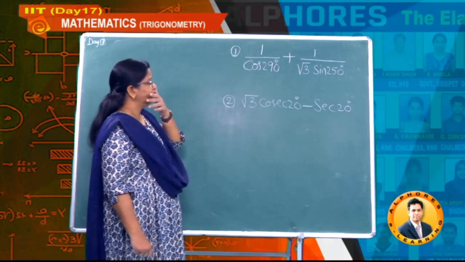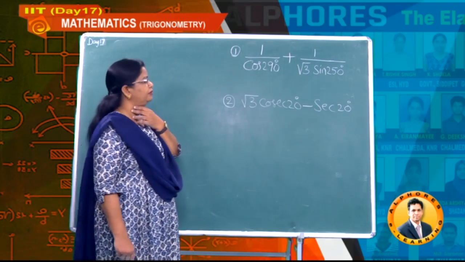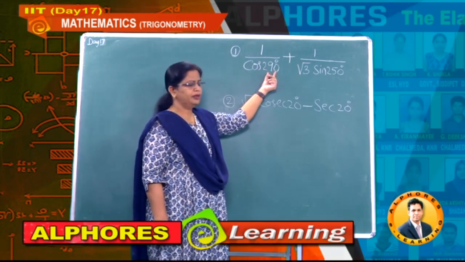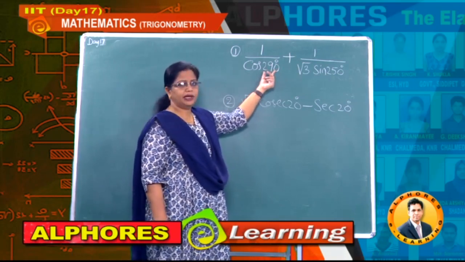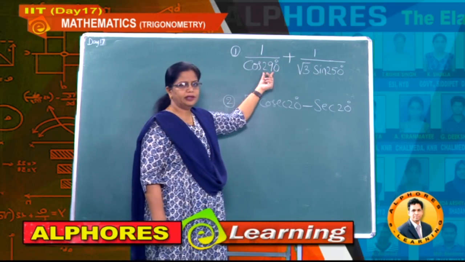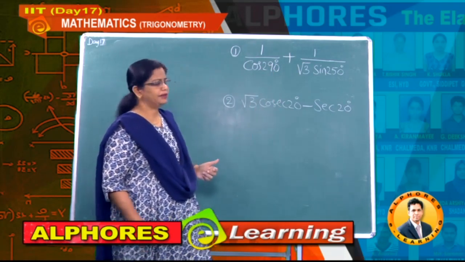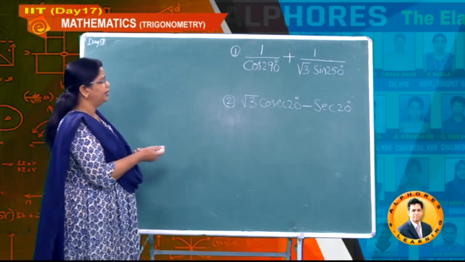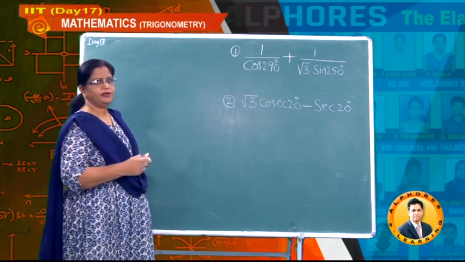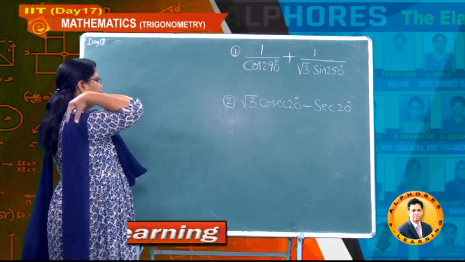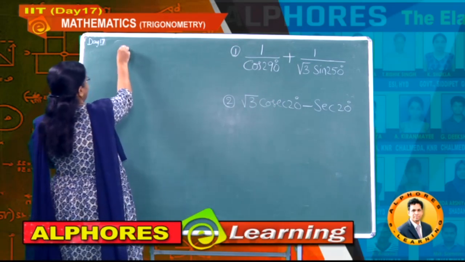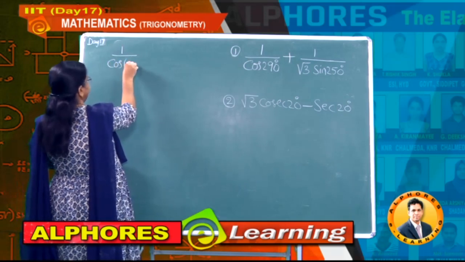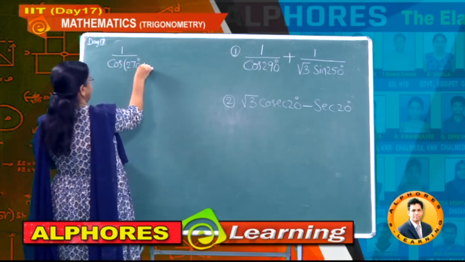Now, students, whenever you observe these types of problems having large angles other than acute, the first step is better done by converting these angles into acute angles. Okay. So, now here 290 degrees is there, you can use 360 minus, or you can use 270 plus. So, I am taking the first one as 1 divided by cos 270 plus 20 degrees.